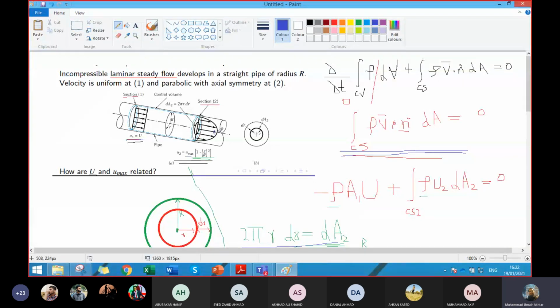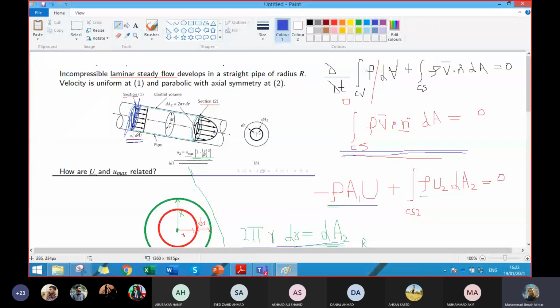Because the flow is steady, we have eliminated the first term and we are only left with the second term of the continuity equation, that is the integral of the control surface rho v dot n dA should be equal to zero. When we see the control surfaces, we see that we have two control surfaces. One is this section one here. This is the control surface. We see that it's a constant control surface and velocity is constant also. So we can simply write it as rho a1u, and we see that it's an inlet to the control volume, so there will be a negative sign with it.